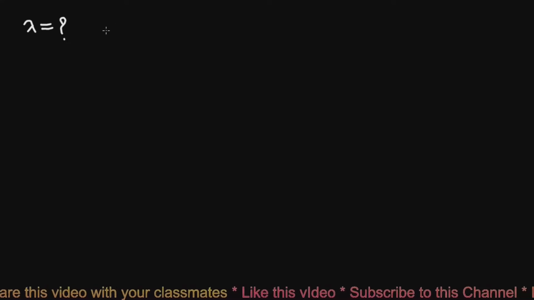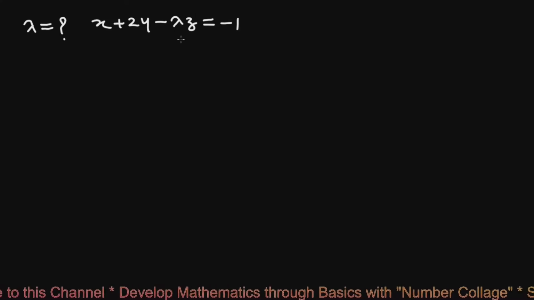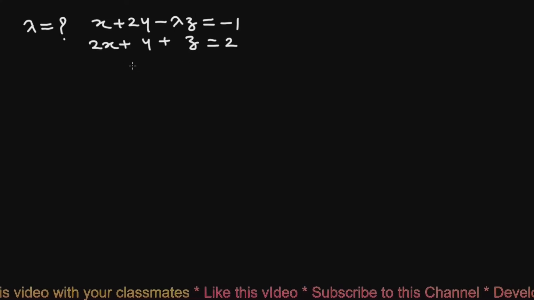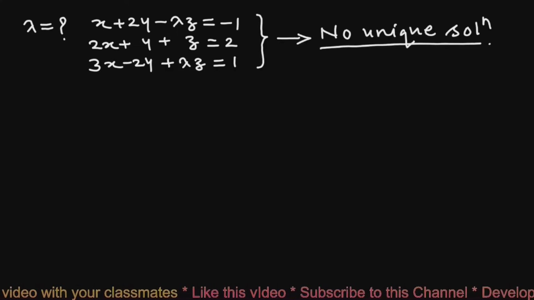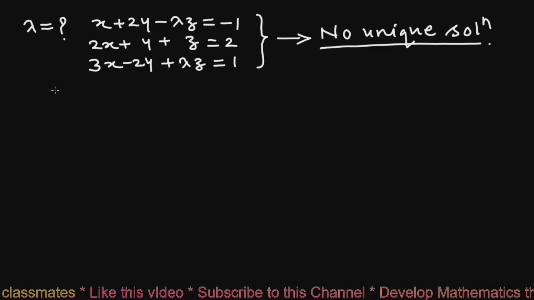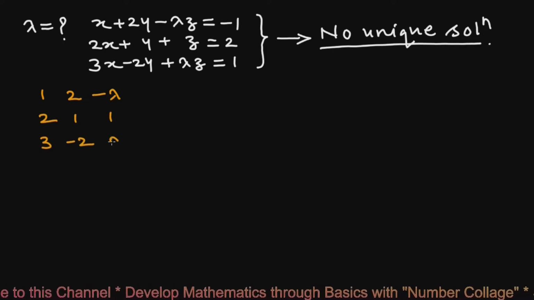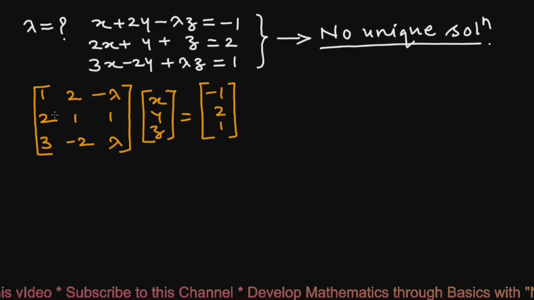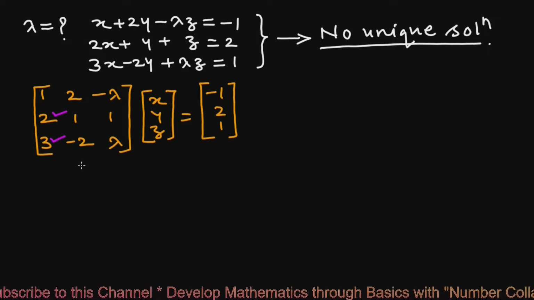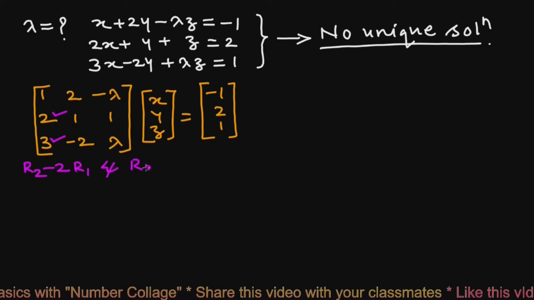We have to find the value of lambda for which the linear equations x plus 2y minus lambda z equals minus 1, 2x plus y plus z equals 2, 3x minus 2y plus lambda z equals 1 will have no unique solution. First we will write the equations in the matrix form. So we write 1, 2, minus lambda; 2, 1, 1; 3, minus 2, lambda into x, y, z equals minus 1, 2, 1. In order to make this 2 and this 3 zero, we will perform row transformations R2 minus 2 R1 and R3 minus 3 R1.